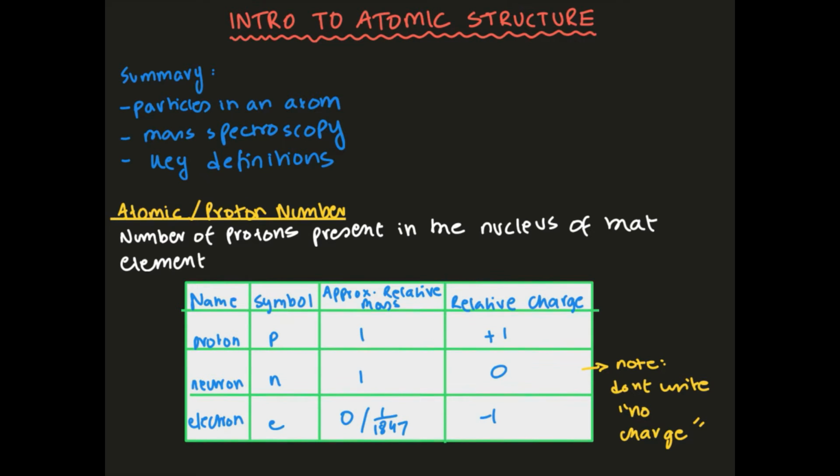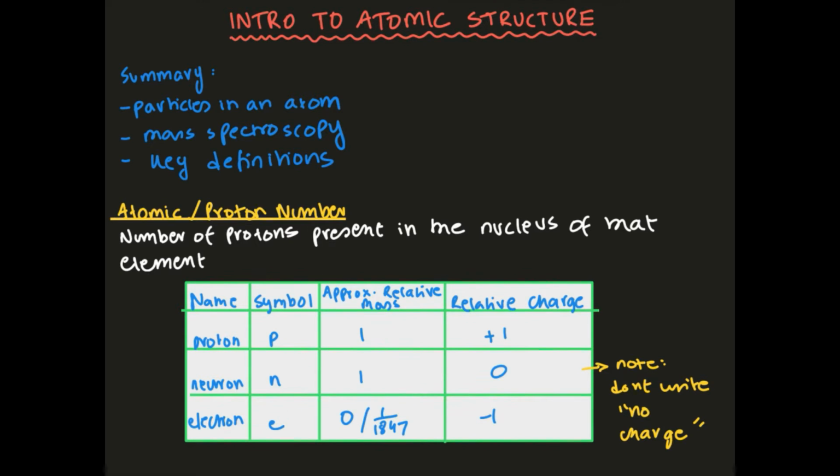So the first thing that we're going to be talking about is what exactly an atomic or proton number is. This shows you the number of protons that are present in the nucleus of that element. And now we're going to be looking at the different subatomic particles that you have. So there's a proton, neutron, and electron. We have the symbols for these over here.